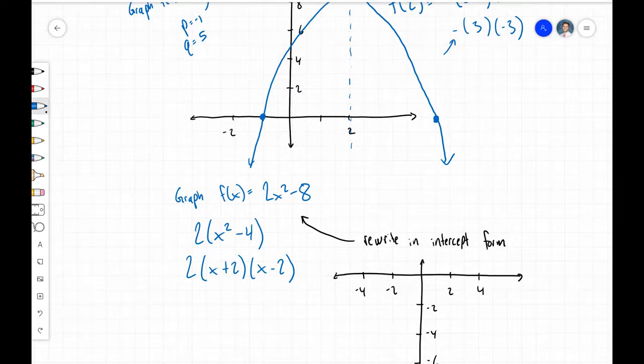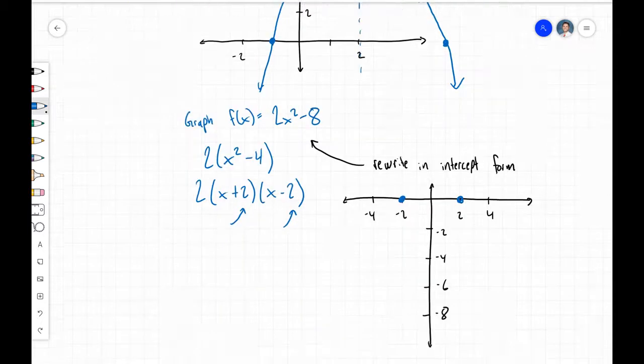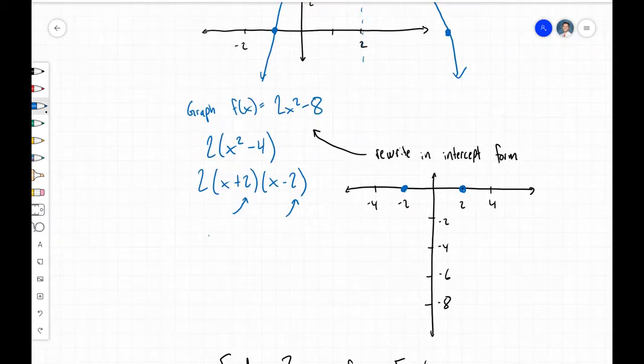All right, so now we've got it written in intercept form, and we can go ahead and graph it. So again, intercept form would be a times (x minus p)(x minus q). So again, because we're adding here, that means our p value is going to be negative 2. So we have an x-intercept at negative 2 and an x-intercept at 2. Again, we can find our axis of symmetry using x equals (p plus q) divided by 2. So that's going to be negative 2 plus 2, which is 0. And 0 divided by 2 is 0. So our axis of symmetry is going to be the y-axis.